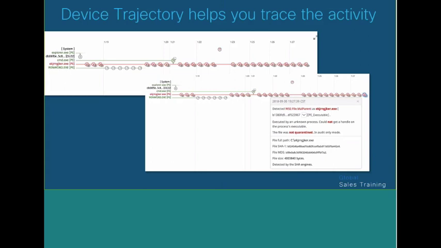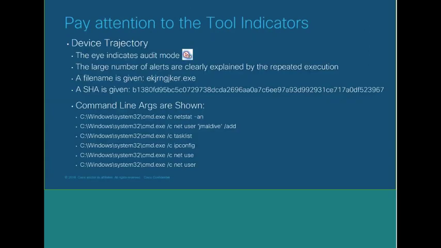Why is this happening? If you mouse over any of the alerts, you get the pop-up shown in the bottom right. The file was not quarantined, in red, in audit-only mode. Well, there's your problem, right? So looking at the device trajectory, what did we find out?